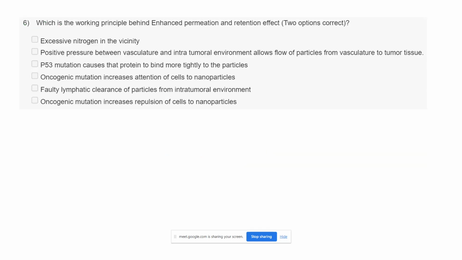The next question was, which is the working principle behind enhanced permeation and retention effect? So the option that is positive pressure between vasculature and intratumoral environment allows flow of particles from vasculature to tumor tissue, and the fifth option, that is faulty lymphatic clearance of particles from intratumoral environment, are the correct answers.